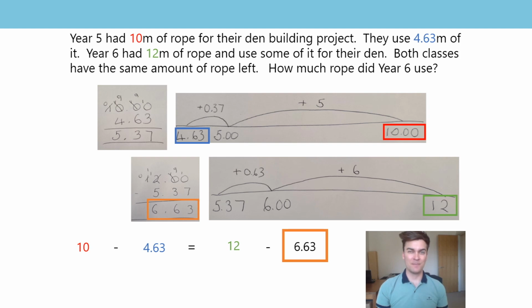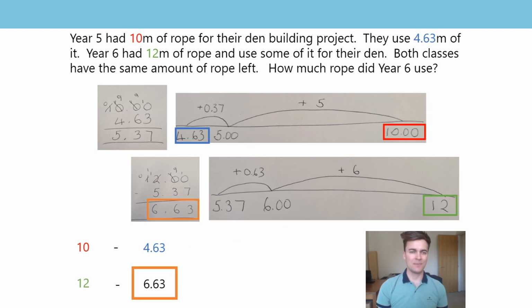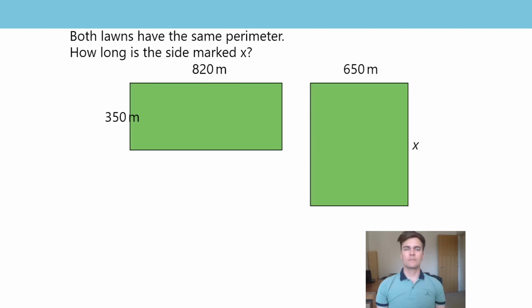Now, perhaps some of you found that missing subtrahend by looking closely for any relationships between the minuends to help you find it. When we look at 10 and 12, it's been an increase of 2. And we've learned that if we apply that same change to our subtrahends, the difference will be kept the same. And in this problem, the difference is the amount of rope left, which we know has to be the same.